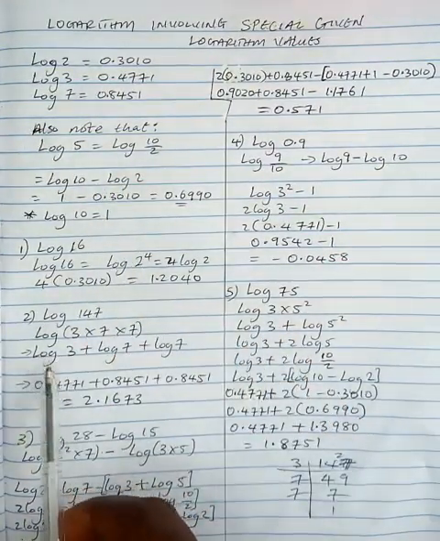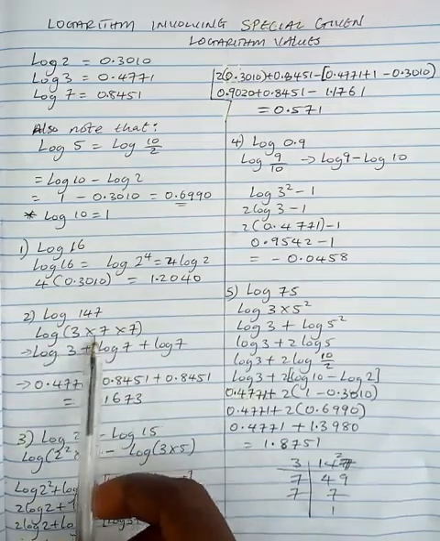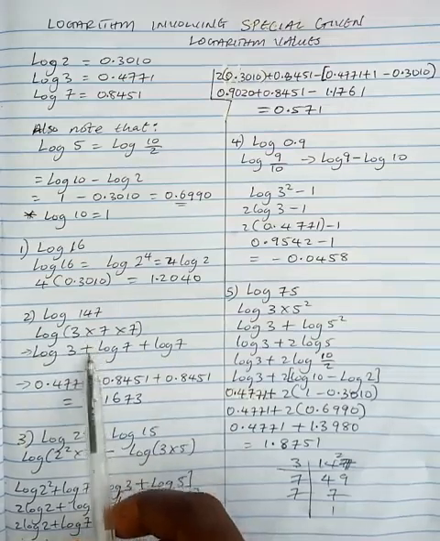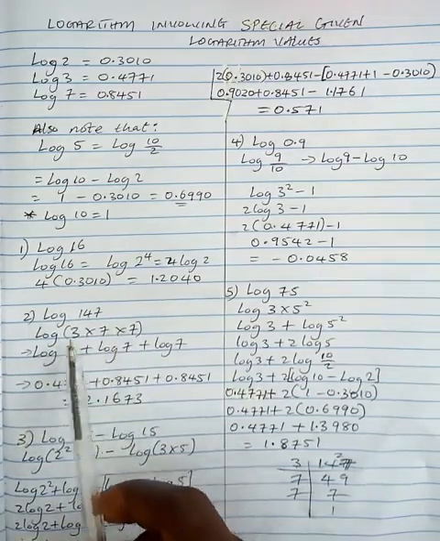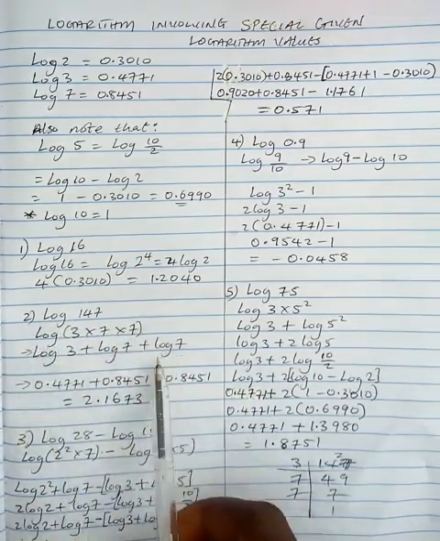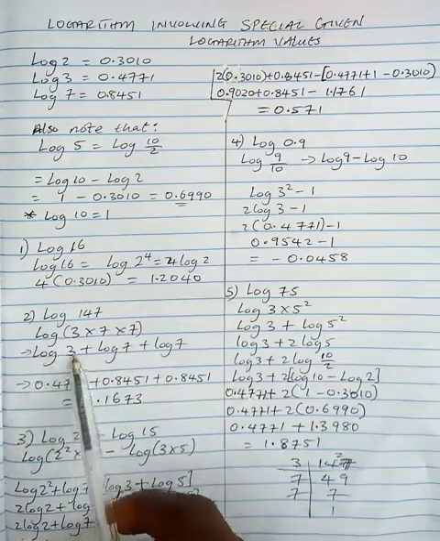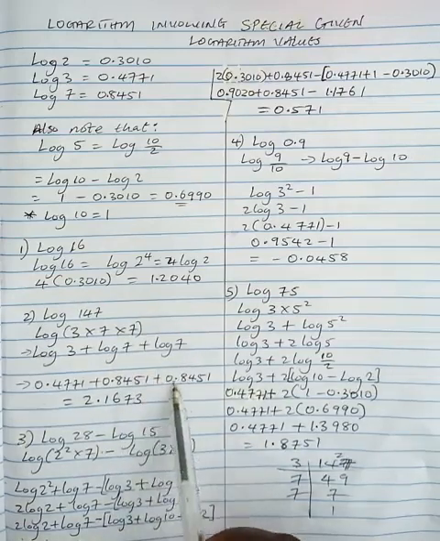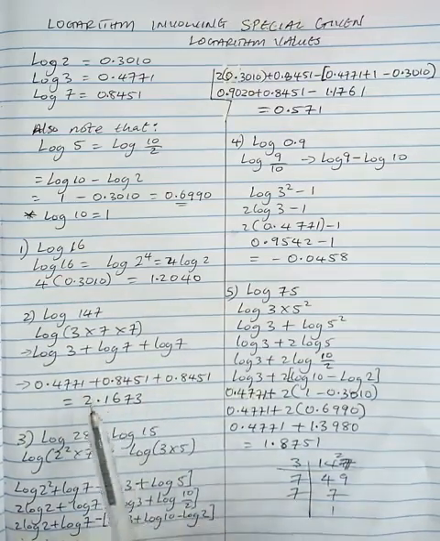We now have log. We have to separate this by giving them their respective logs. We now have log 3, because of times we now say plus log 7, because of times we now say plus again log 7. So we now substitute the values. Log 3 is equal to 0.4771, which is this. Log 7 is this, with another one there. So adding everything together, we have this.